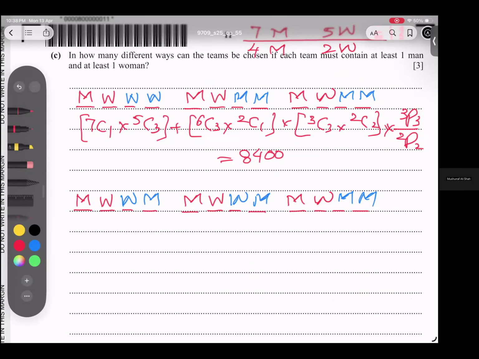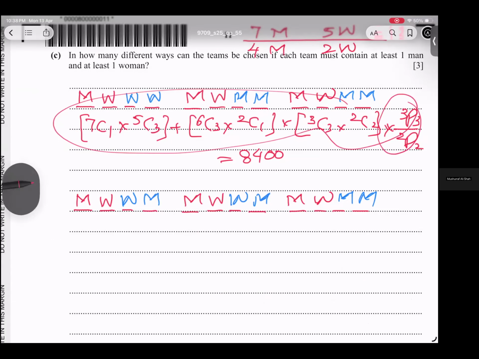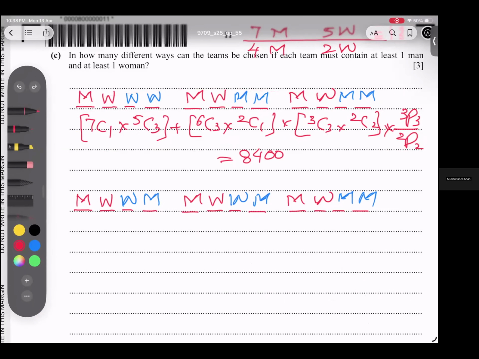So many students understand this criteria, but they don't understand how I got this number. I think this part is clear. Let's discuss the lower option. How many men do we have in total in this? 2 men. So out of 7, 2. So 7C2. How many women out of 5? 2. So 5C2. Done. Times 2.